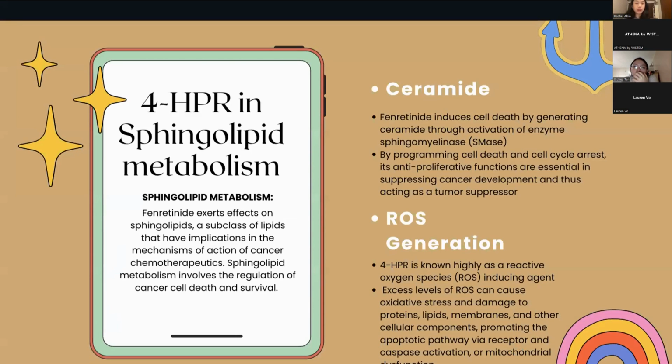So why is ceramide or ROS generation important? Well, this plays a particularly integral role in sphingolipid metabolism. Sphingolipids are basically this subclass of lipids with sphingoid bases as their backbone. One sphingolipid that we particularly observed here, and is central to a lot of these sphingolipid pathways, is ceramide. This bioeffector molecule actually mediates cell death through the activation of this enzyme called sphingomyelinase.